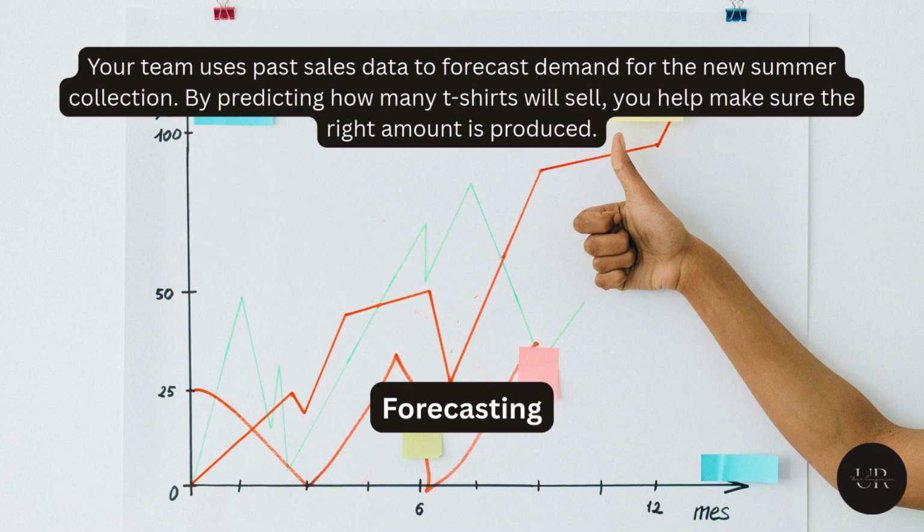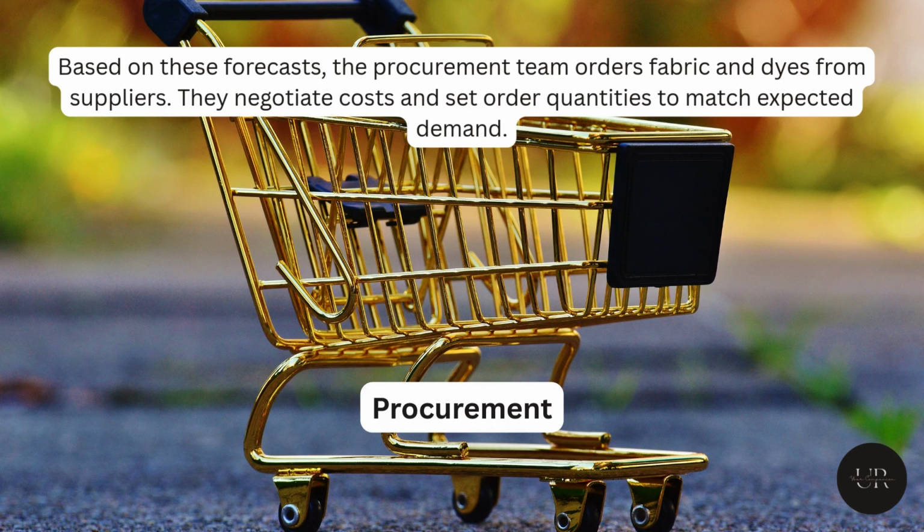Okay, your team uses past sales data to forecast the demand for the new summer collection which is upcoming next month. By predicting how many t-shirts will sell, you help make sure that the right amount is produced. Okay, so that is forecasting for you. So that's called forecasting.